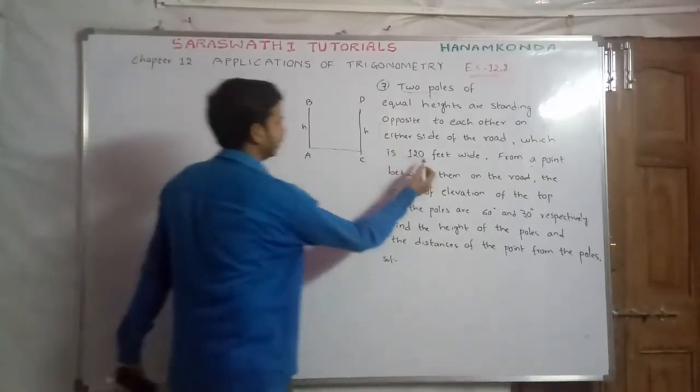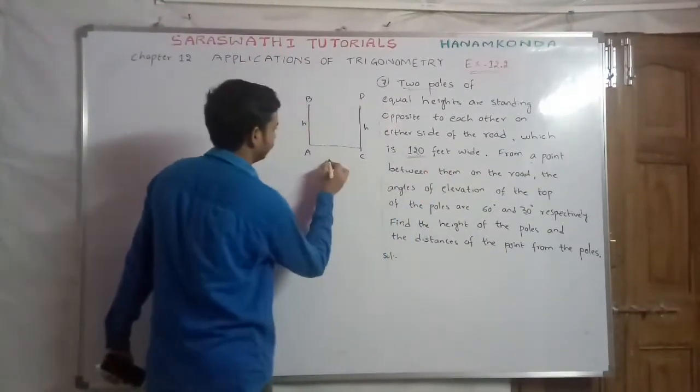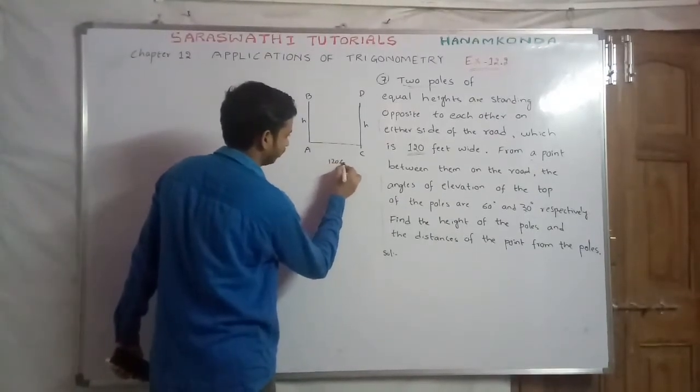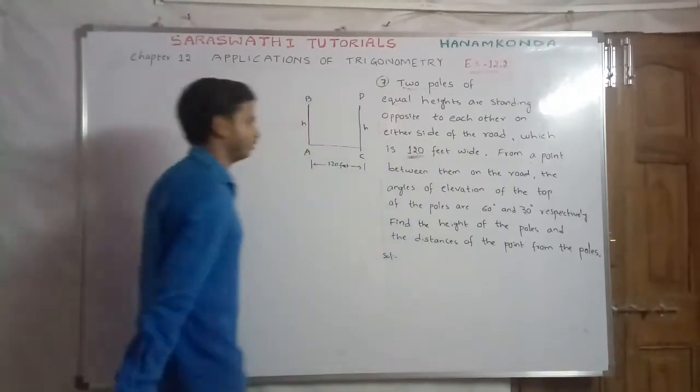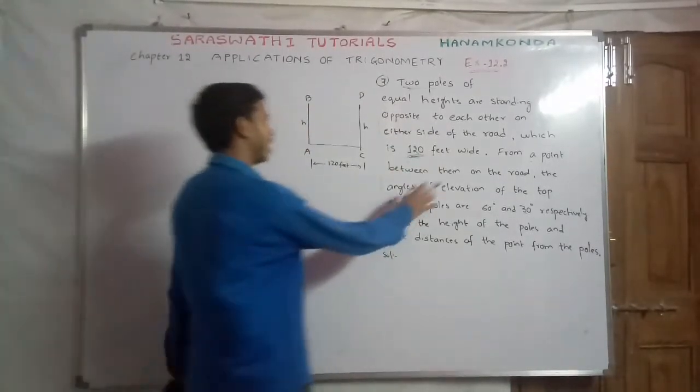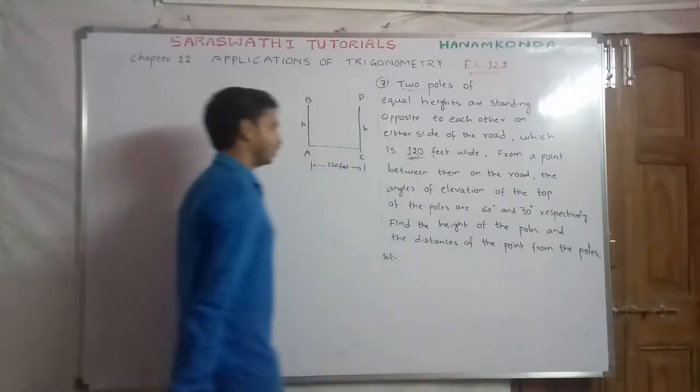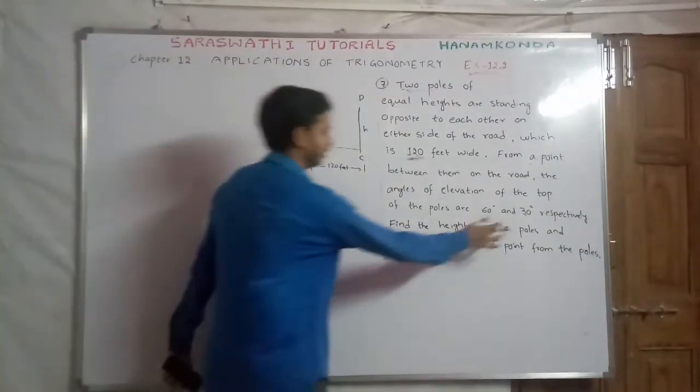So the width of the road in the question is given as 120 feet. That means length of AC is 120 feet. Since the width of the road is mentioned in the question as 120 feet, AC value is 120 feet. So from a point between them on the road, the angles of elevation of the top of the poles are 60 degrees and 30 degrees respectively.